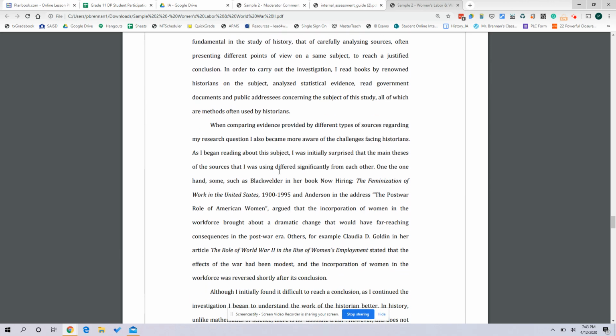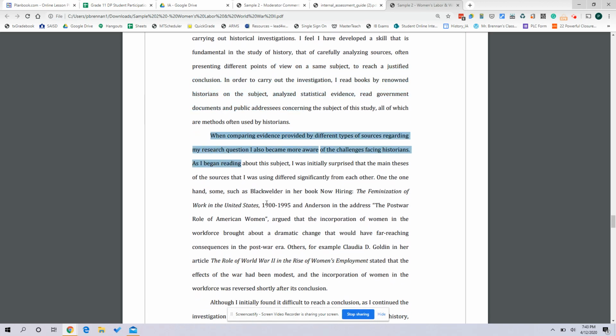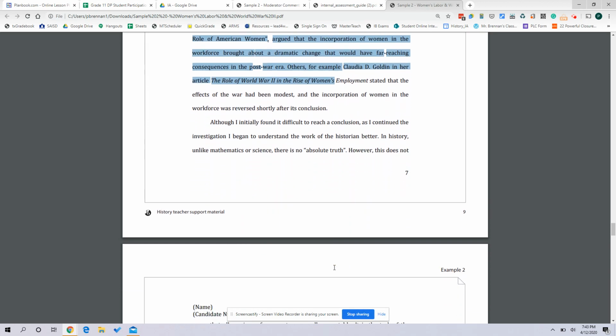Now they want to see some more specific examples of this, and this is what this next paragraph is going to have. I'm not going to read the whole thing, but we'll pull up some highlights here. When comparing evidence provided by different types of sources, he or she is talking about the challenge of comparing the evidence together. And then if you scroll down further, the student talks about the specific sources they were looking at and the issues that come with that. So now we have here's methodology, here's the examples of where that student learned that.